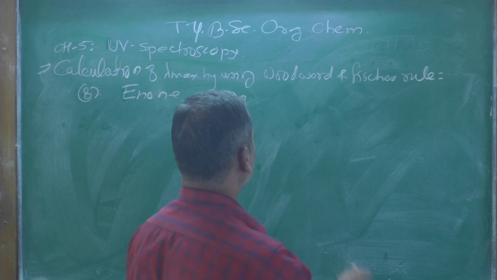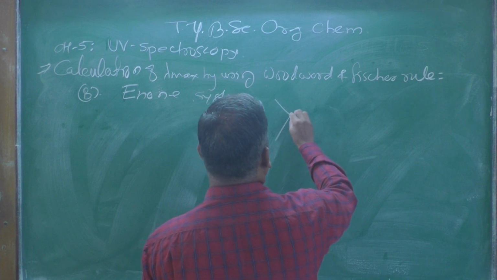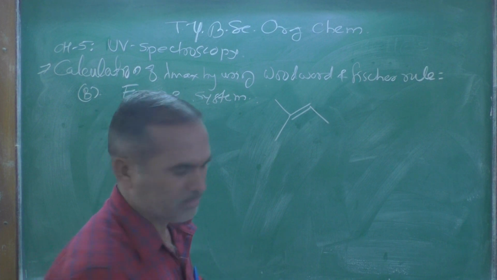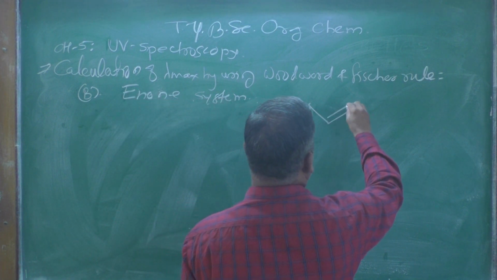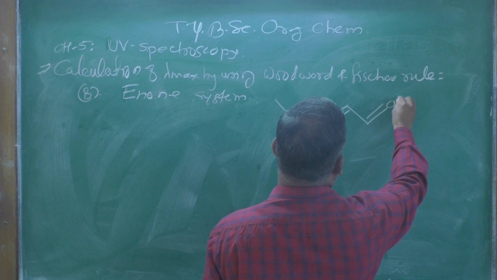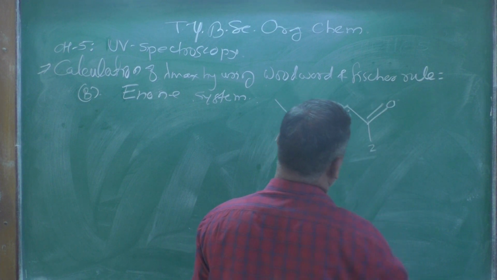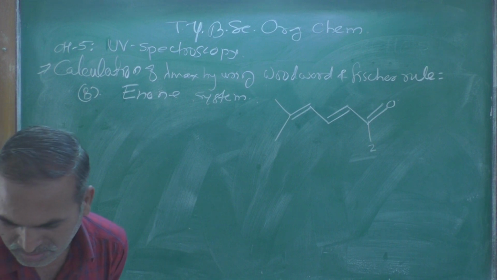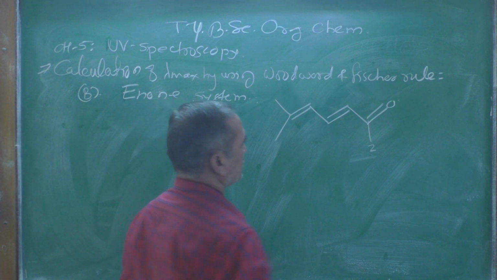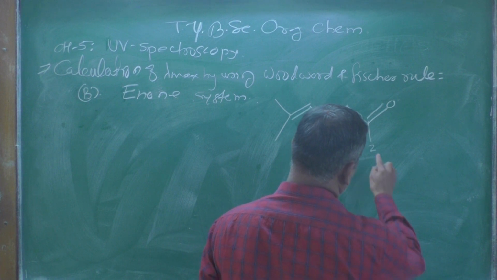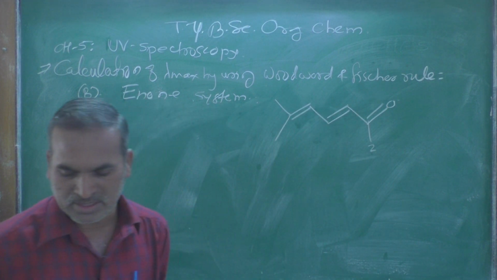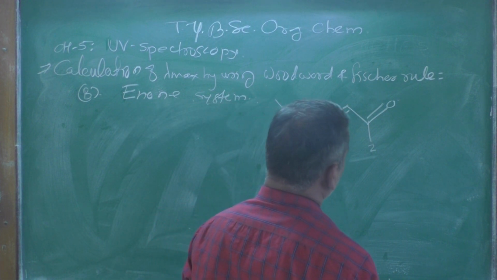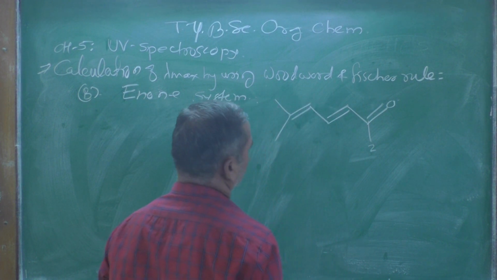Let me draw one structure here. So here a double bond, then there will be a single bond, then a double bond to the oxygen atom, and here I am putting Z. Observe this structure carefully. What do you see over here? This is a carbonyl group. Here Z is considered to be any group. Depending upon that, we will see later on.